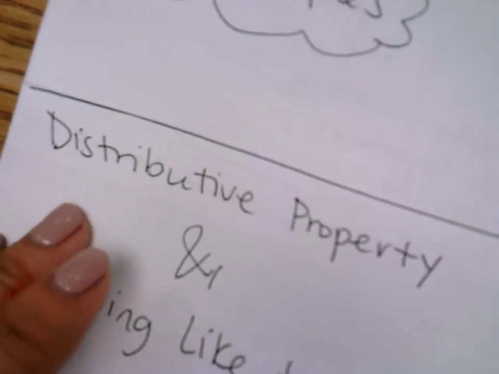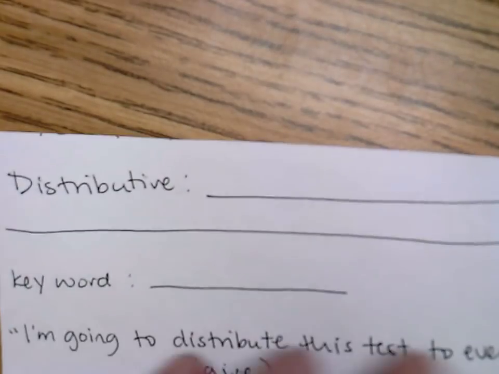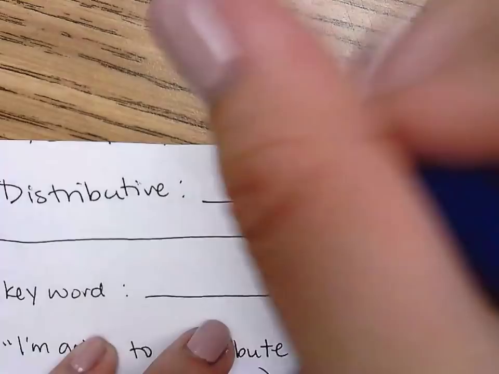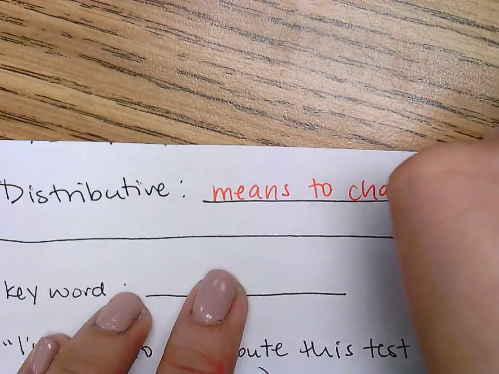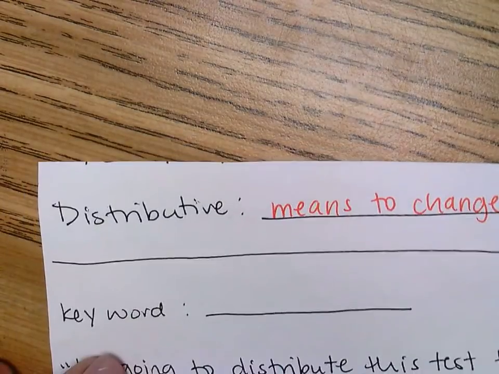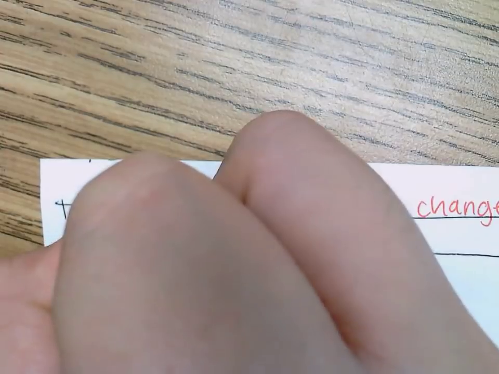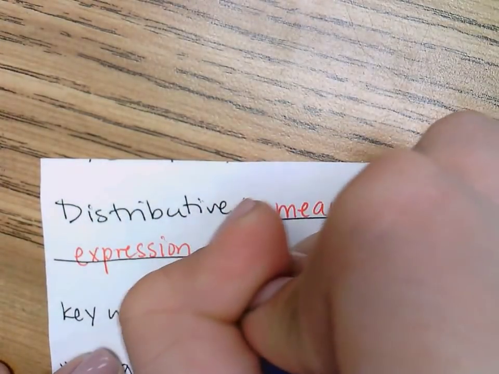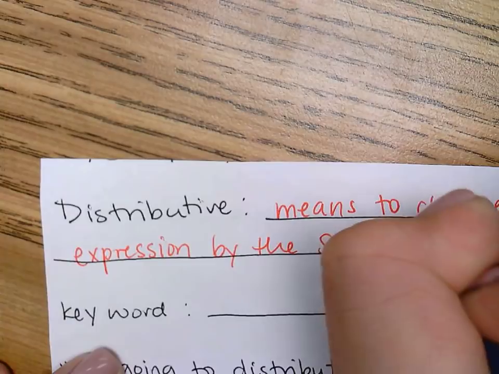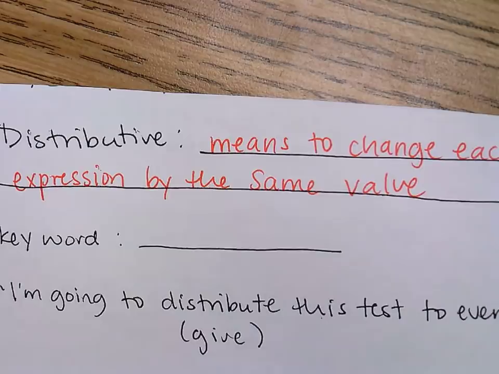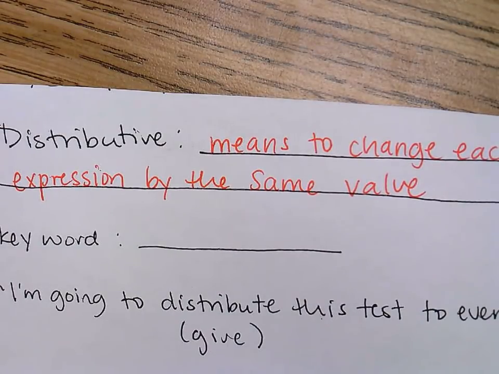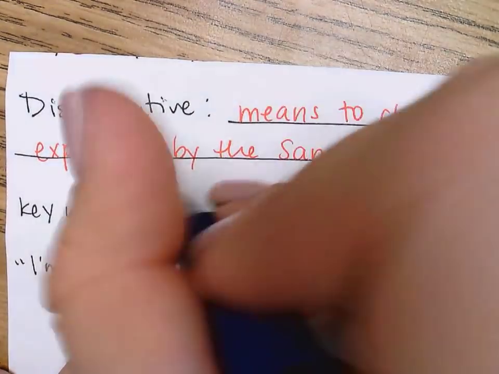So the distributive property simply means to change each expression by the same value. It's kind of like a coefficient, but not quite at the same time. So the keyword here is distribute.